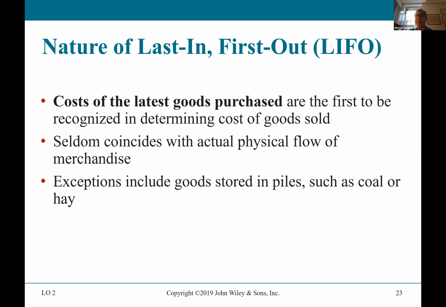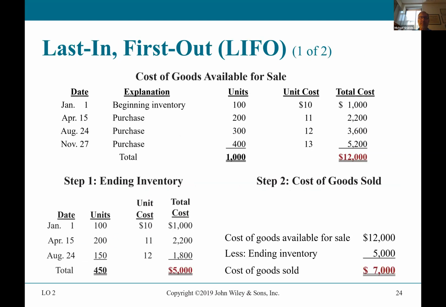What about last in, first out? The costs of the latest goods purchased are the first to be recognized in determining the cost of goods sold. So here, with last in, first out, the most recently purchased ones are assumed to be sold, and ending inventory is made up of the older stuff. This seldom coincides with actual physical flow of merchandise. Exceptions include goods stored in piles, such as coal or hay.